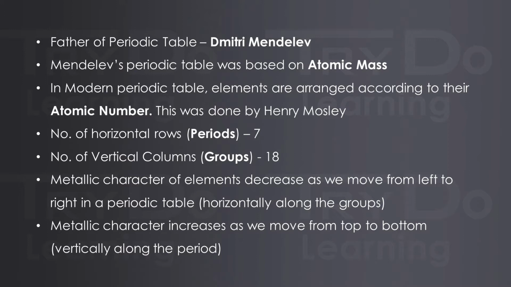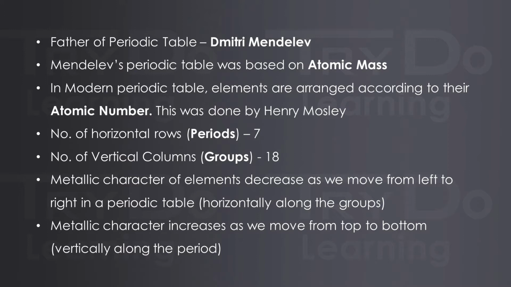In the modern periodic table, the elements are arranged vertically and horizontally. The horizontal rows are called periods and vertical columns are called groups. There are 7 periods and 18 groups in the modern periodic table.